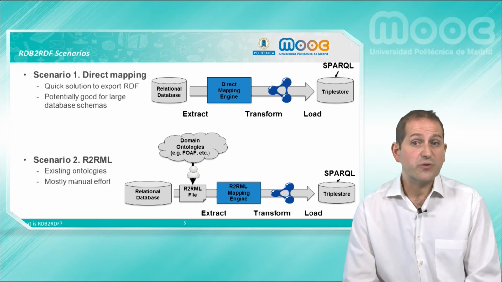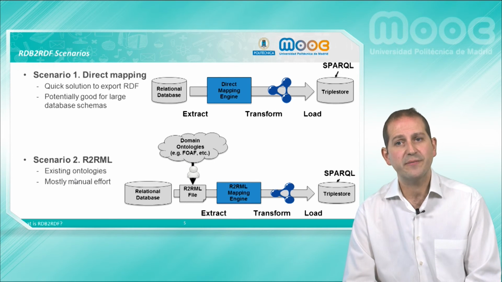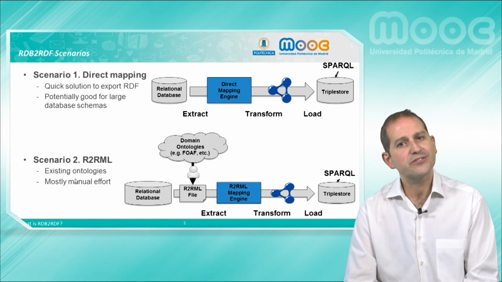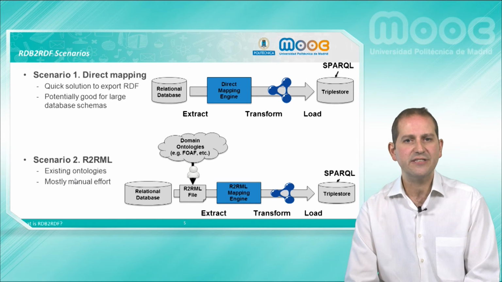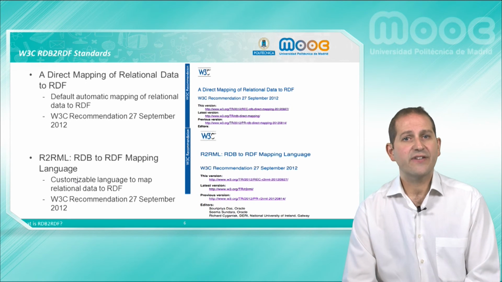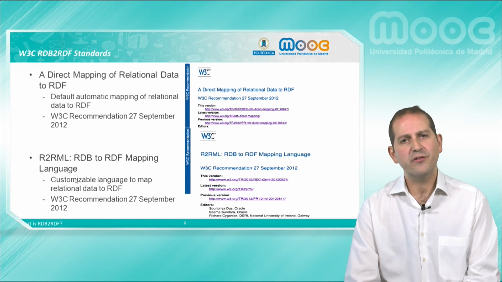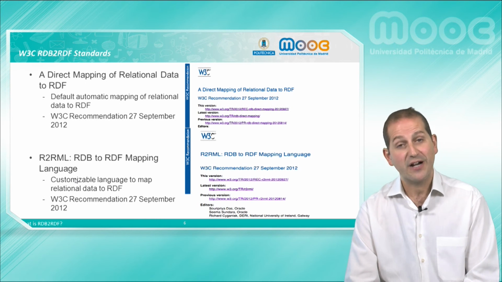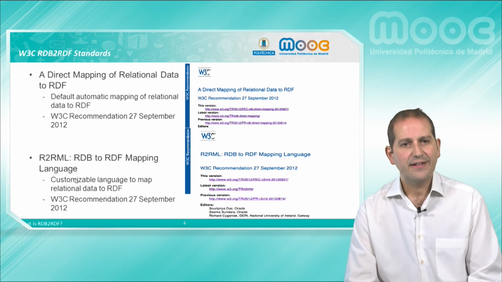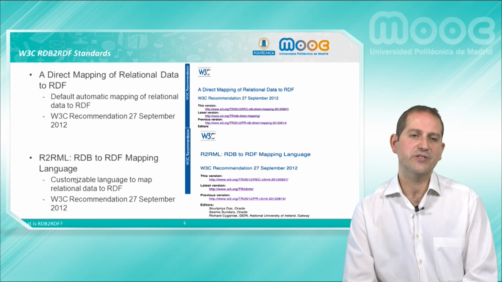There are different reasons why one approach or the other may be considered by somebody willing to expose relational data as RDF, and hence two specifications were created at W3C for each of the cases. Both of these specifications, W3C recommendations, as is also the case for RDF and SPARQL, were released in September 2012. In the following lessons, we will review these two specifications.